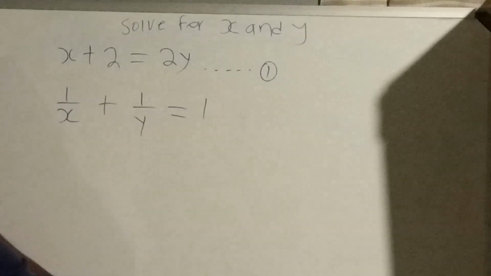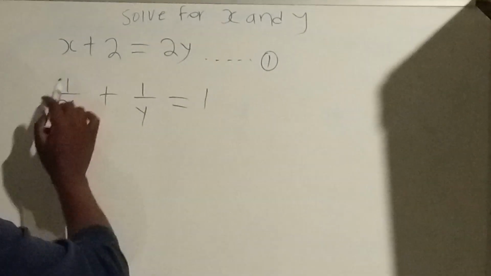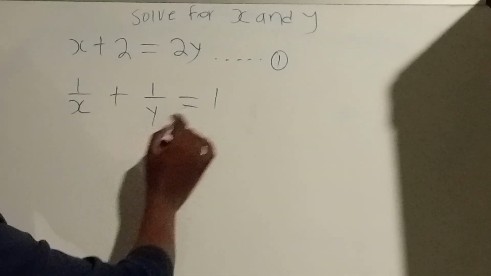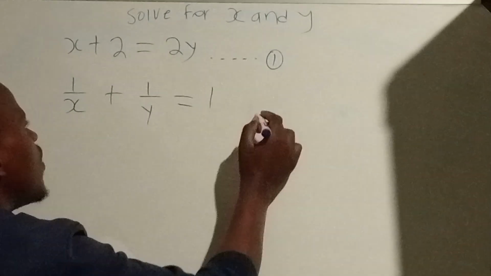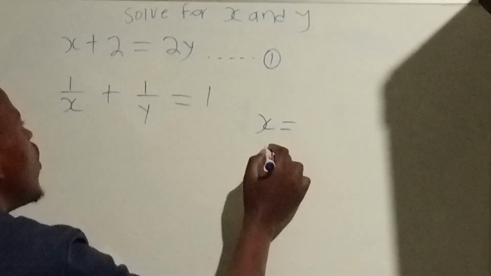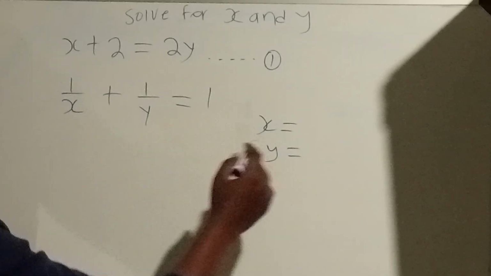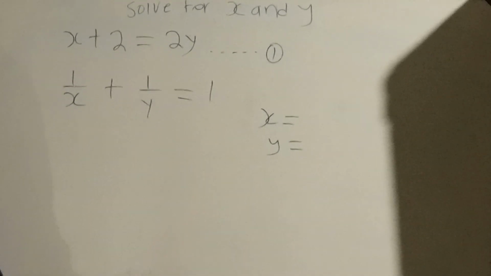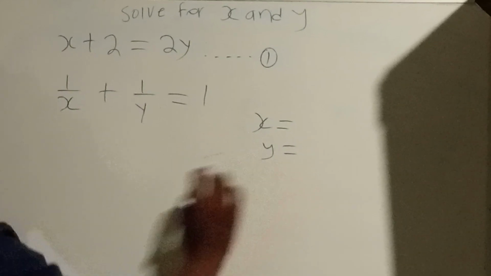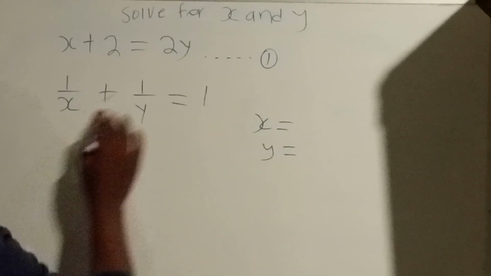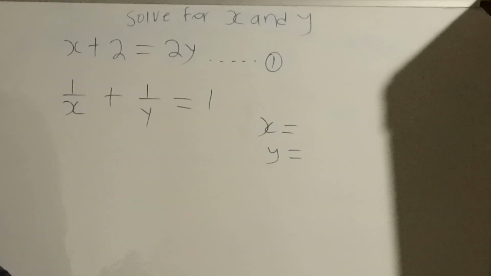So, here we're given x + 2 = 2y and 1/x + 1/y = 1. Our goal here is to have something like x equals something or y equals something. So we have to analyze which equation can be simplified to make x equal to something or y equal to something. What we're going to do now is first deal with the fraction so that we don't have anything scary, right? So what do we do?